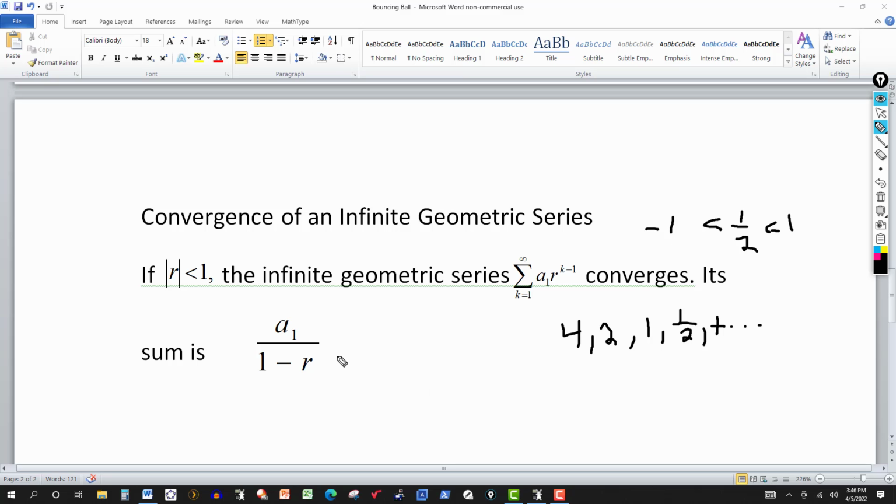So according to this, the sum will be given, and you can kind of approximate this. You have 4, 2, 1, that's 7. And then we add 1/2 to that, and then 1/4, and you can see what it's approaching. According to this, you take the first term, divided by 1 minus the common ratio. The common ratio is 1/2 here. So that gives me 4 divided by 1/2.